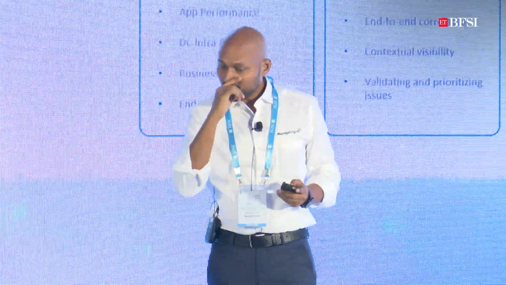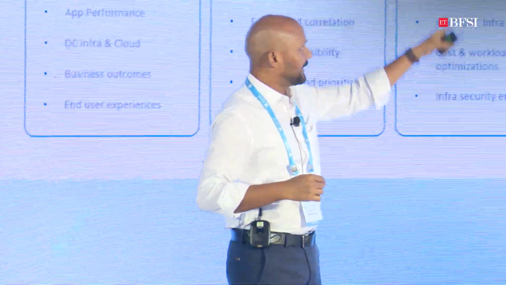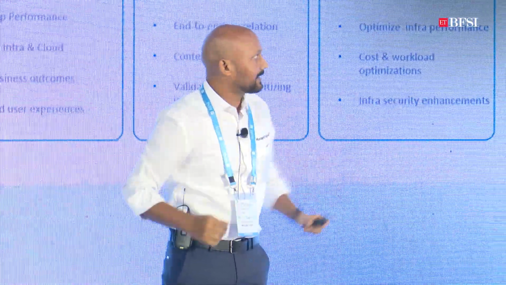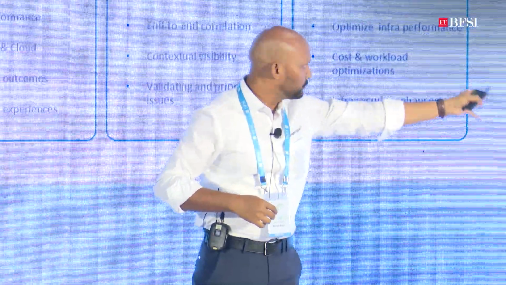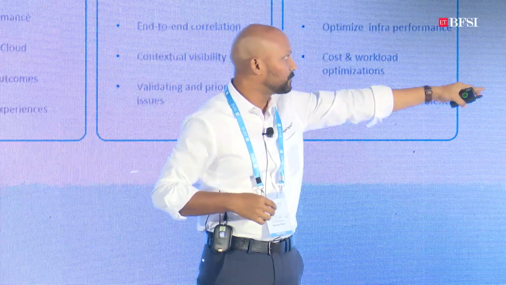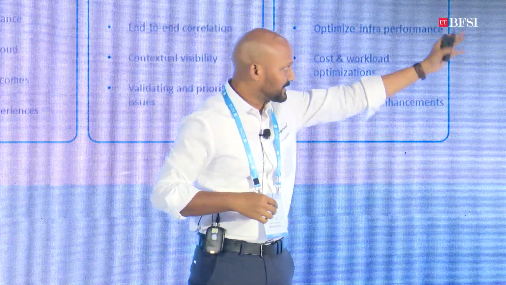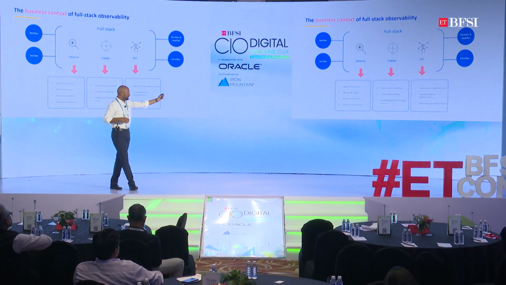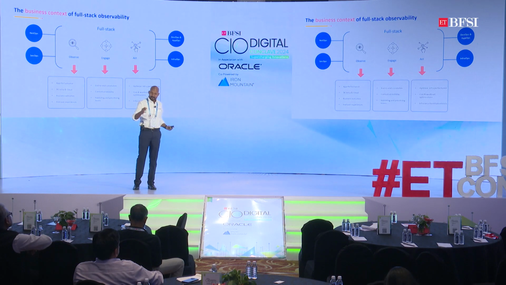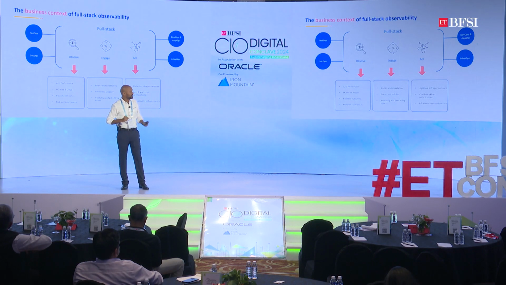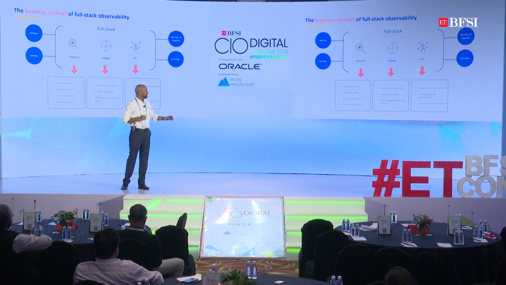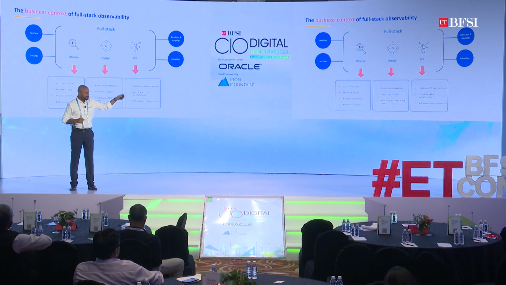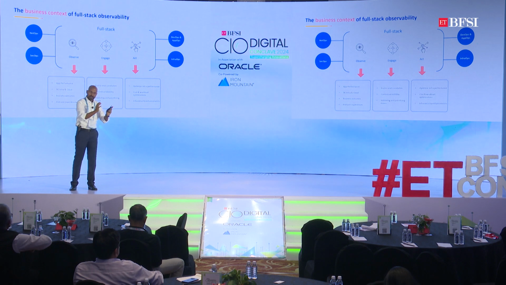So how do we achieve this? We have these teams, right? NetOps, SecOps, DevOps, InfraOps, all these things. So when I put it into full stack, I should be able to observe things like application performance, data center, cloud, business outcomes, end user experience. I should be able to engage with respect to end-to-end correlation, contextual visibility, validating and prioritizing which issue to take care of first. And then I should be able to act quickly: what kind of things I have to automate or remediate quicker. All those actions should be done. When I put this together, that is my full stack.